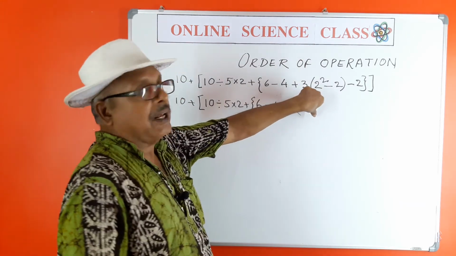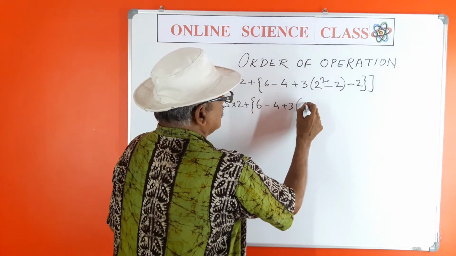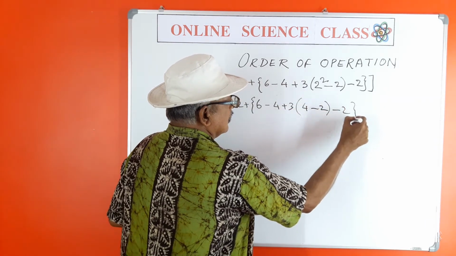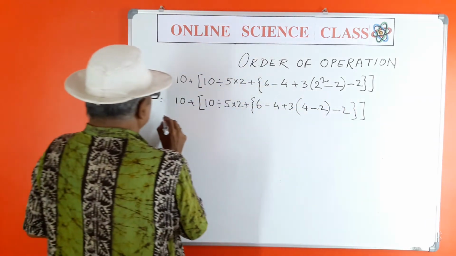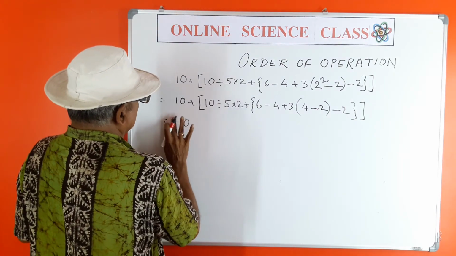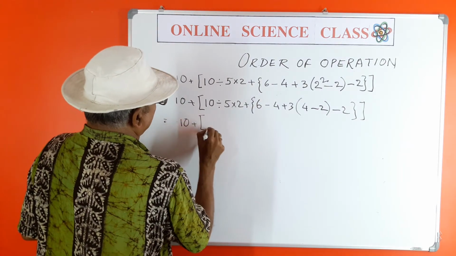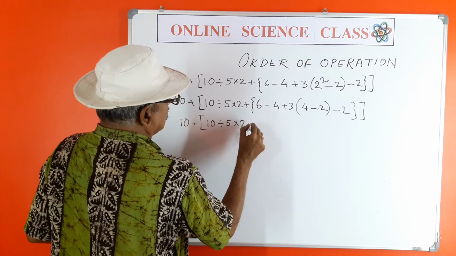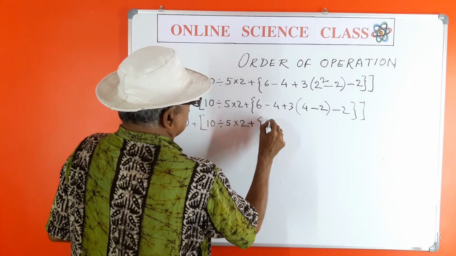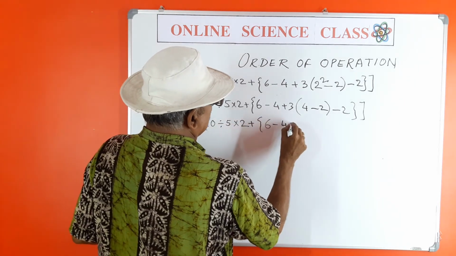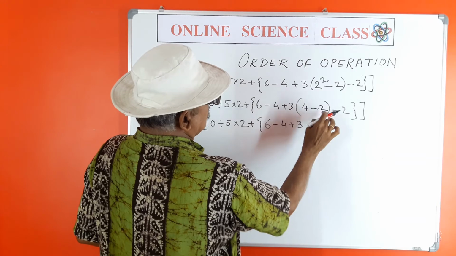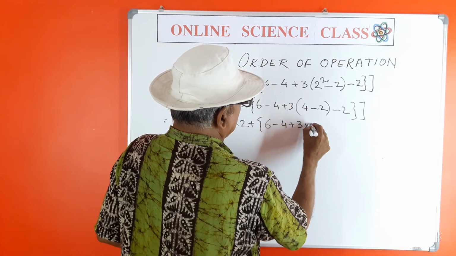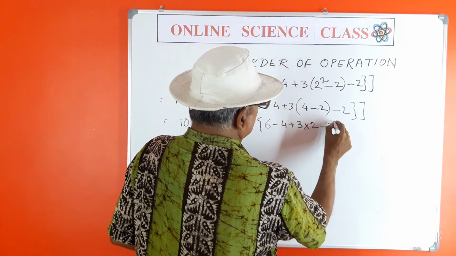So we have to give priority here. So 2 square means 4, minus 2 minus 2, curly bracket, then big bracket. So it becomes 10 plus here 10 divided by 5 multiplied by 2 plus 6 minus 4 plus 3. 4 minus 2 is 2, and 3 is outside the bracket, so 3 multiplied by 2 minus 2.